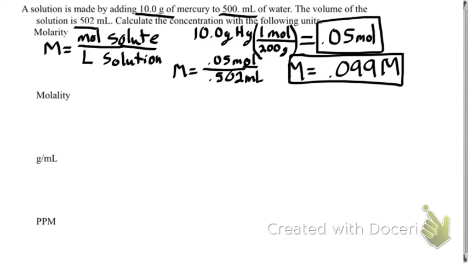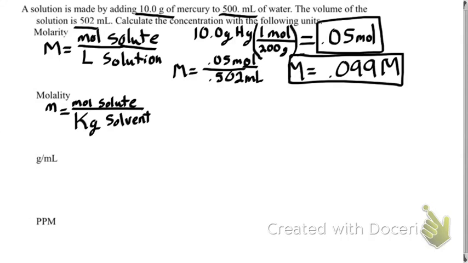Alright, molality is very similar, and oftentimes they get confused. So it would behoove you to spend some time memorizing that molarity is moles of solute divided by liters of solution, and molality, lowercase m, is moles of solute, again, divided by kilograms of solvent.